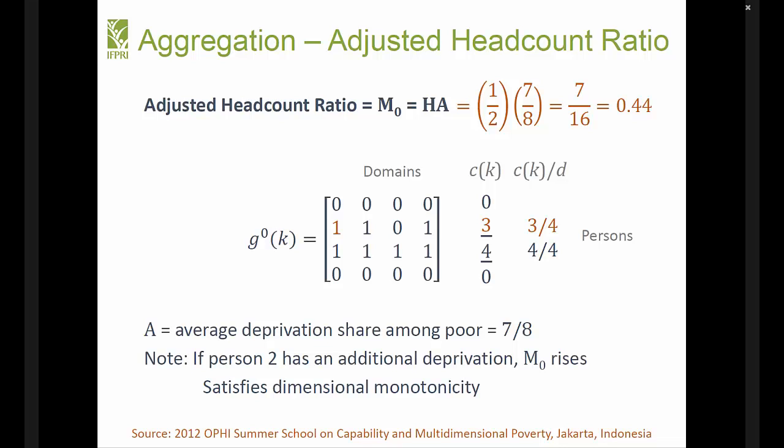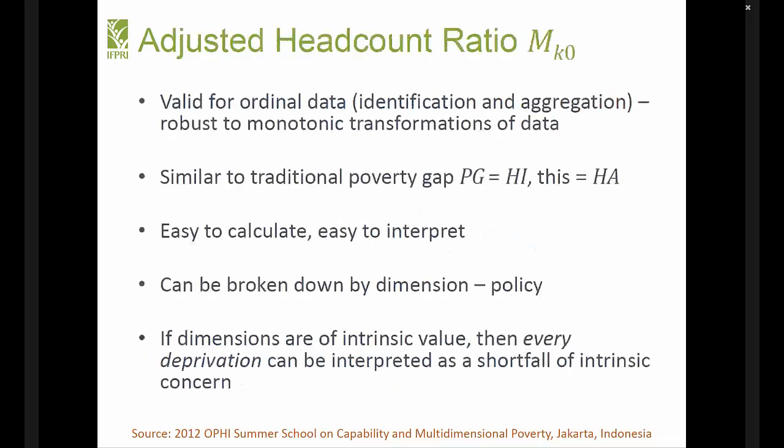M0 is valid for ordinal data. It's robust to monotonic transformations of data. It's very similar to the traditional poverty gap. So if you remember the poverty gap, it's actually headcount times income gap, right? And then this one, M0, is H times A. So we just change it a little bit because it's now multidimensional. So instead of an income gap, you have the average deprivation gap. It's still easy to calculate. It's still easy to interpret because the intuition is sort of the same.